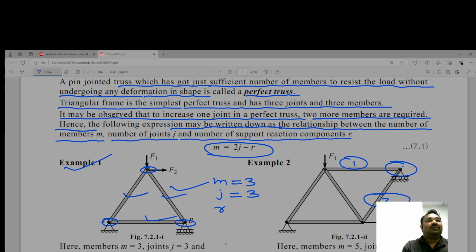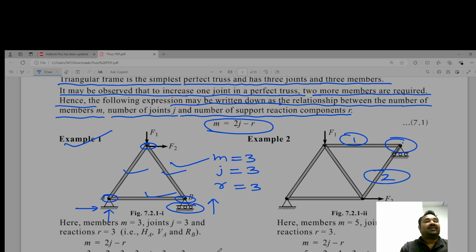What about support reactions? After removing this roller, one support reaction, vertically upward. And what about this hinge? A hinge provides two support reactions after removing it. So how many reactions in total? 3.